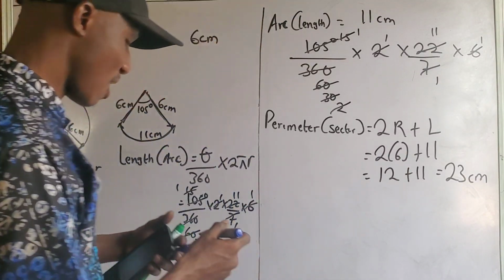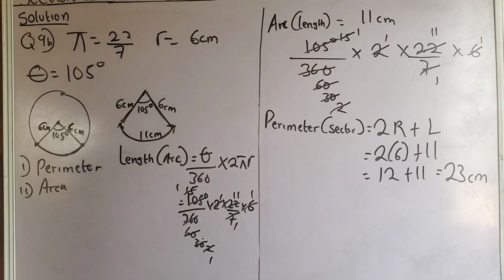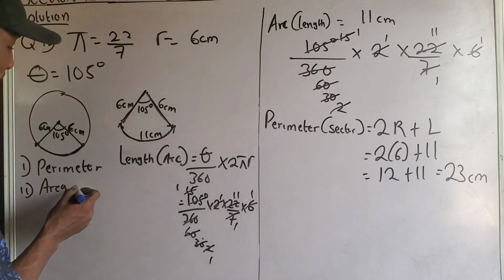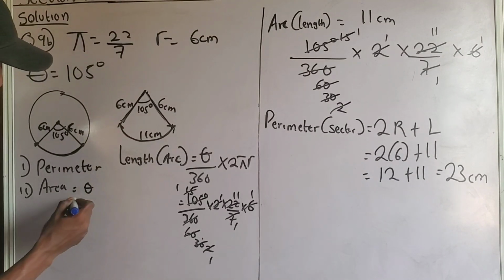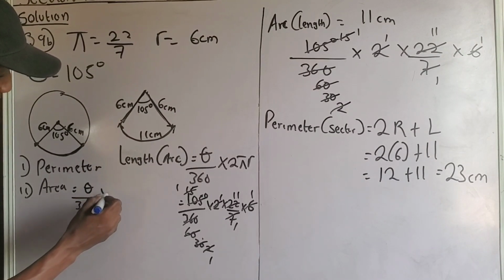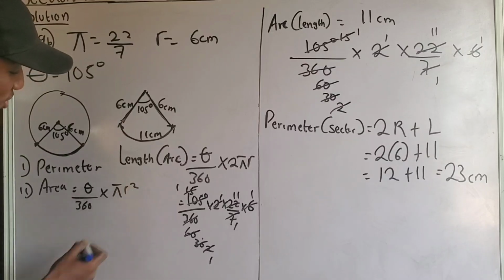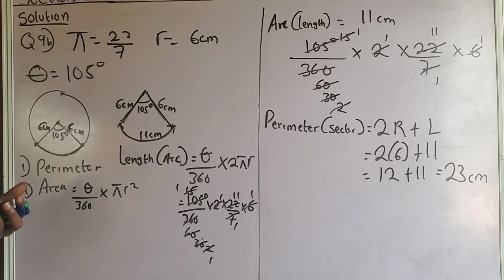Okay. So now, having gotten the perimeter as 23 centimeter, let us calculate the area of the sector. To get the area of the sector, it is quite simple. This is what you need. Area is given by this formula: theta over 360 multiplied by pi r squared. Do you understand? Theta over 360 multiplied by pi r squared.